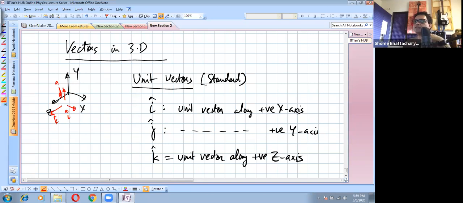So again, according to right hand thumb rule, stretch your thumb, that should be along your I cap. And then next stretch your fingers, that should be along your J cap. And then wherever your palm is pointing, that direction in which your palm is facing, that becomes the direction of K cap, or that becomes the direction of your positive Z axis.